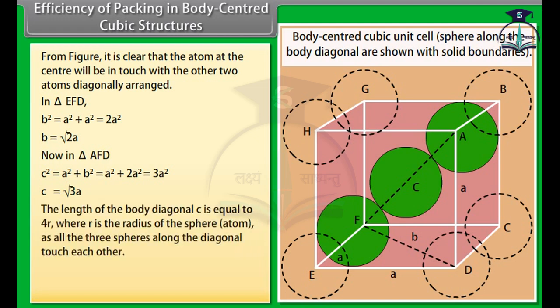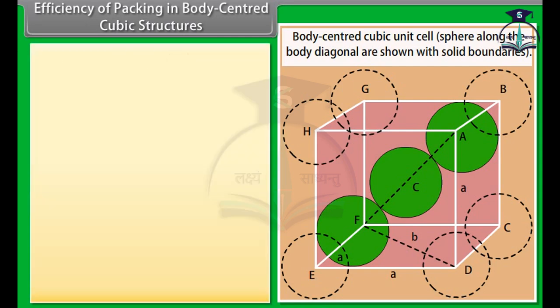The length of the body diagonal c is equal to 4r, where r is the radius of the sphere atom, as all the three spheres along the diagonal touch each other. Therefore, square root 3 a is equal to 4r. a is equal to 4r upon square root 3. Also, we can write r is equal to square root 3 upon 4 a.